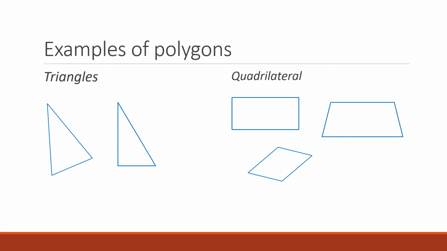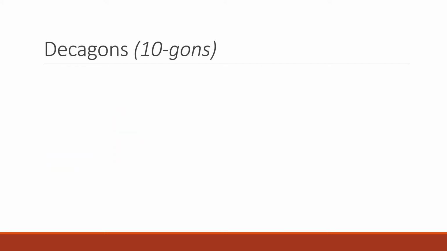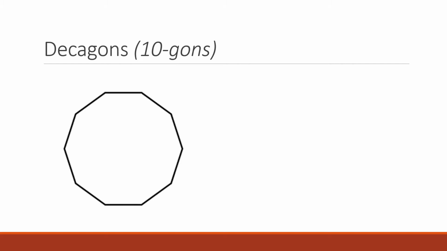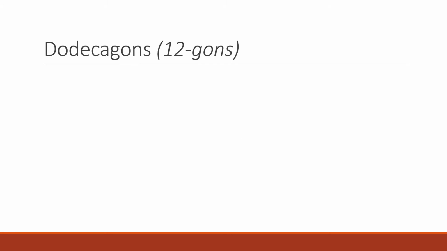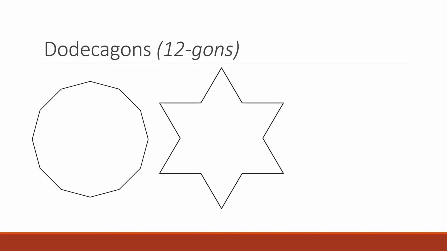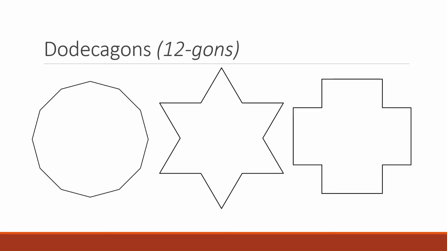Now we can also talk about some polygons with a large number of sides. So we can talk about the decagon, which is sometimes called a tengon. It would be a 10-sided object like this, but it doesn't necessarily have to be in this shape, as you can draw a star, and you can easily see that this star has 10 sides. So this would also be a decagon. We can do something similar for the dodecagon, or 12-gon. You can draw a regular dodecagon, which would look very much like a circle, but you can also draw a star. This has 12 sides, or a cross, which also has 12 sides. So your polygon doesn't really have to be symmetric.